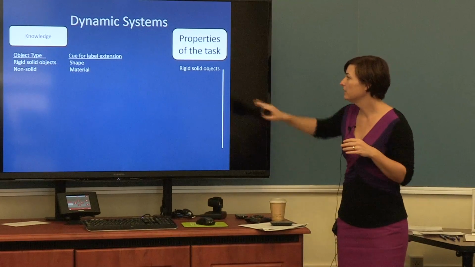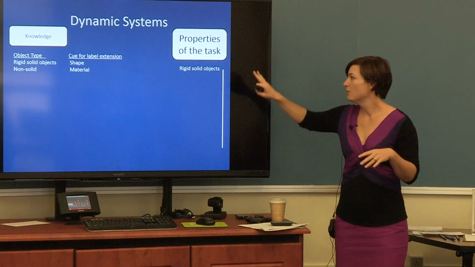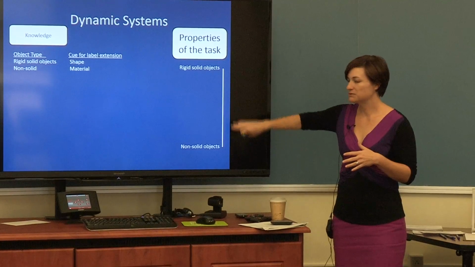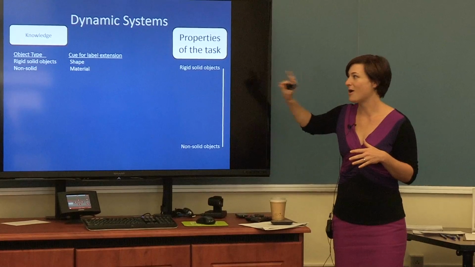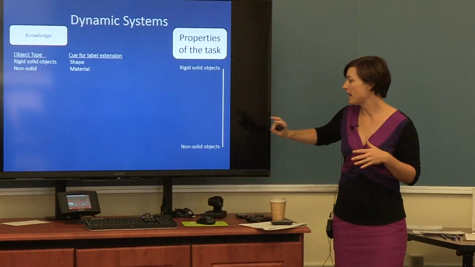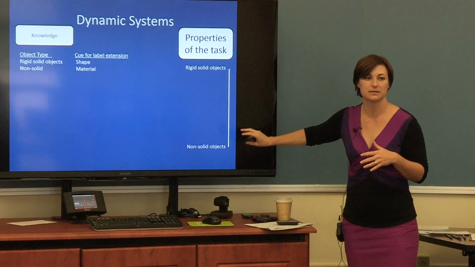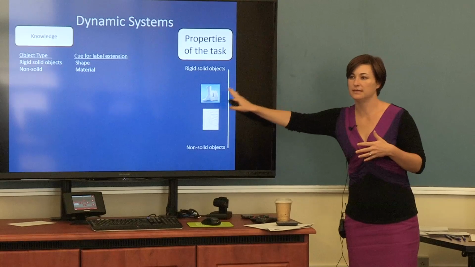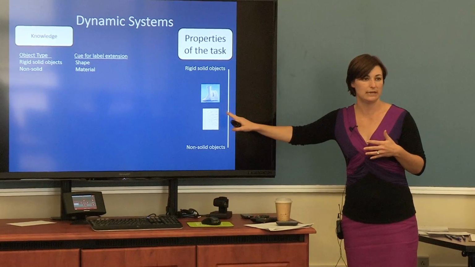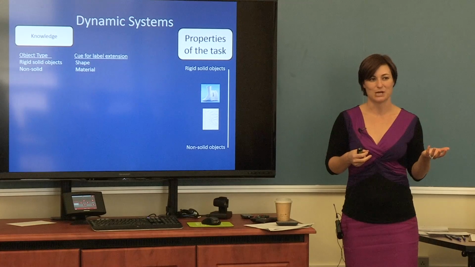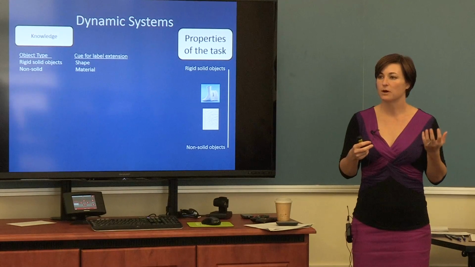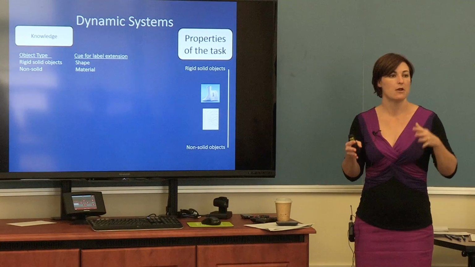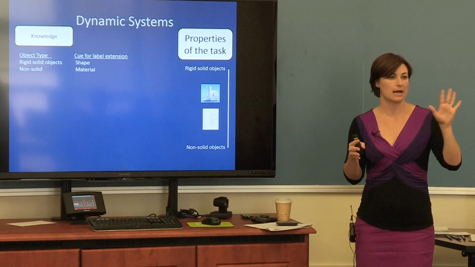However, as you can imagine, when you think about objects in general, we have rigid, solid objects, we have non-solid objects, but this really falls on a continuum. So not all objects are solid objects, and not all objects are non-solid objects. And so researchers have called these objects that fall in between deformable objects. And so with these deformable objects, there's not a consistent cue for that class of objects for what they should be using to generalize the label.